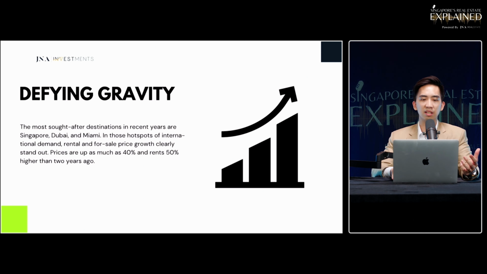I notice the hotspot international demand, the rental and sale price growth stands out in Singapore, Dubai, and Miami. While prices are up by almost 50 to 60%, rent went up 50% higher than two to three years ago. The key thing is that it's supported by strong economic fundamentals, that's number one. And number two, you must trace where the money is flowing to. If you understand all these things, you have a head start to look at the price growth trend for the next one to two years.